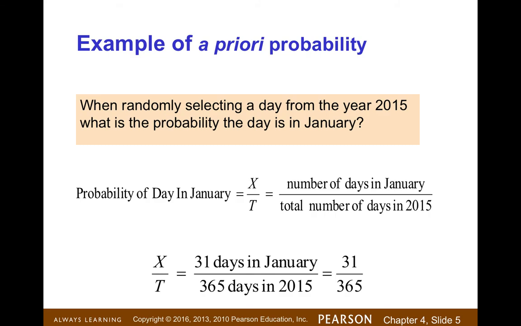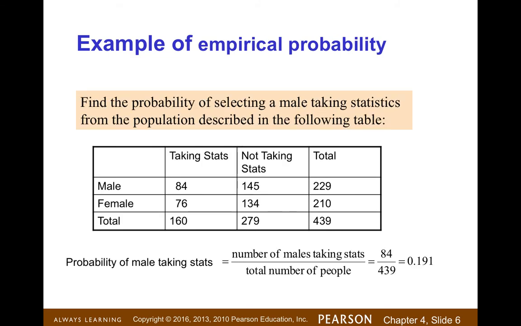Well, guys, in 2015 it wasn't a leap year, so there were 365 days. There were 31 days in January, so the probability would be very easy to calculate. And it's a priori because it happened in 2015, which is prior to today.